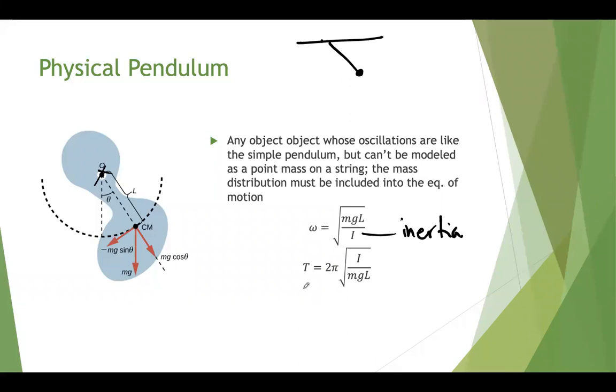And then our period is equal to 2 pi square root of I over mgl.